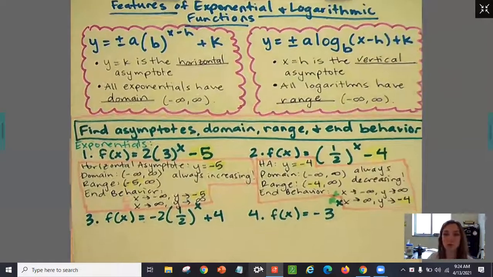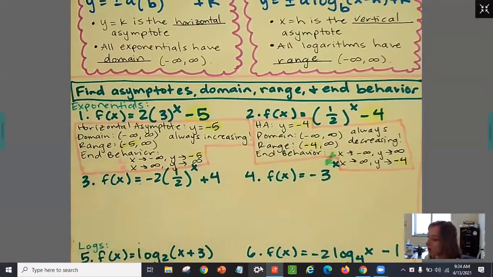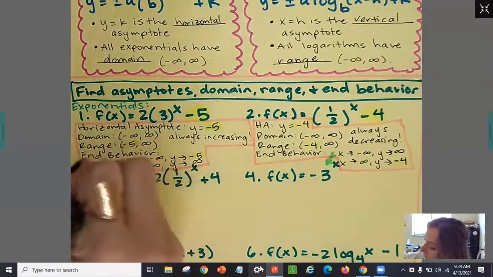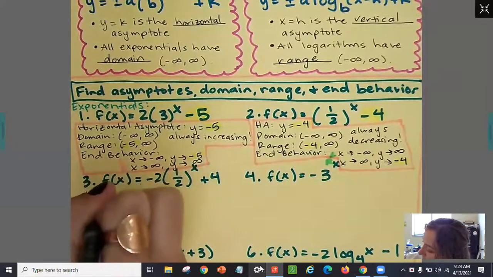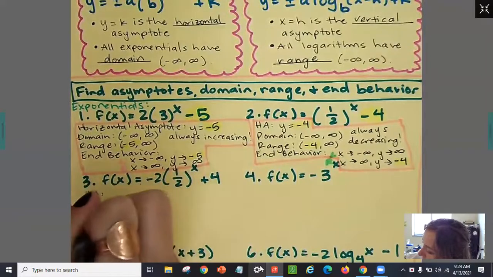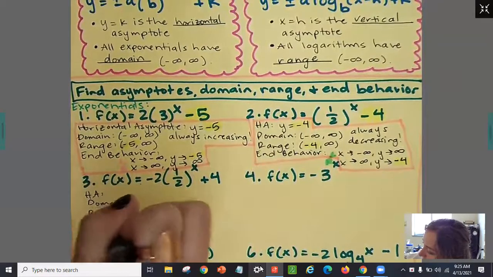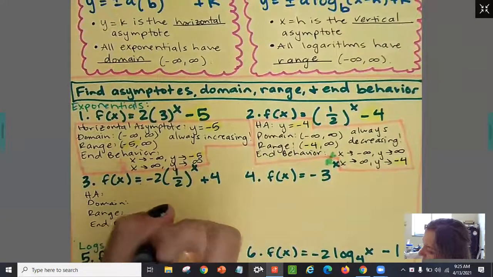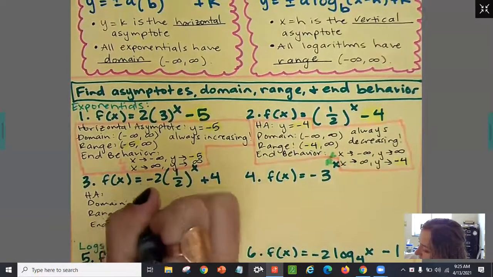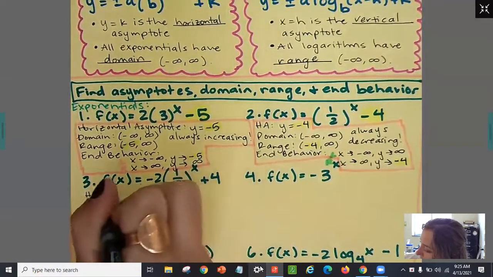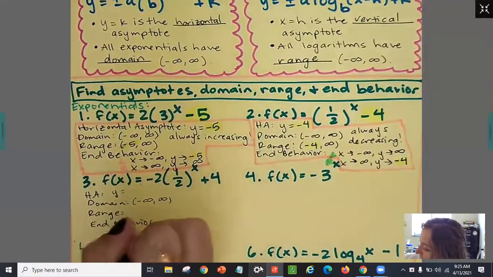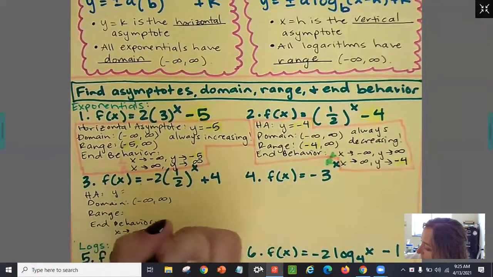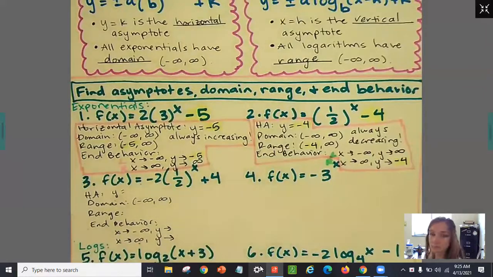Okay, let's try out 2 more, and then like I said, we'll move on to the logarithms. And for each of these, we're going to be finding the horizontal asymptote, the domain, the range, and the end behavior. Don't forget, we can go ahead and write out our domain. We can go ahead and write out y equals. We can write out as x goes to negative infinity, y goes to something. As x goes to positive infinity, y goes to something.